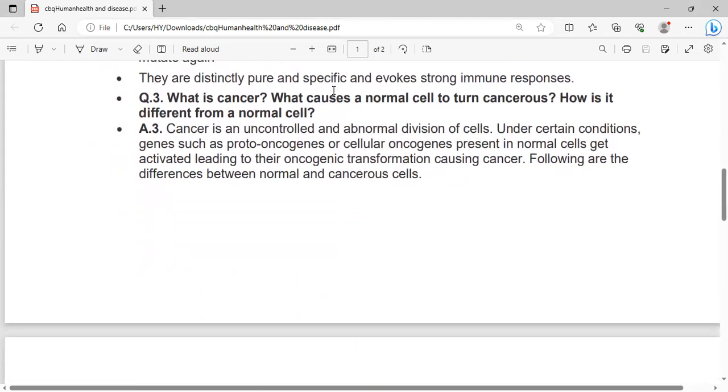What causes a normal cell to turn cancerous? How is it different from the normal cells? Cancer is an uncontrolled and abnormal division of the cells under certain conditions.